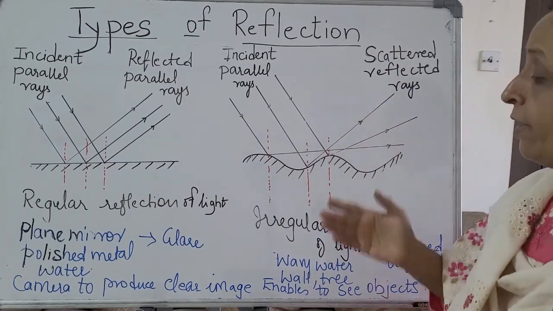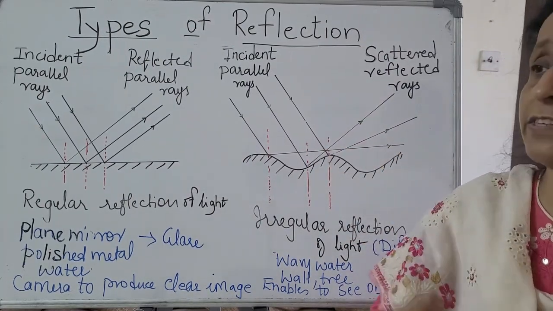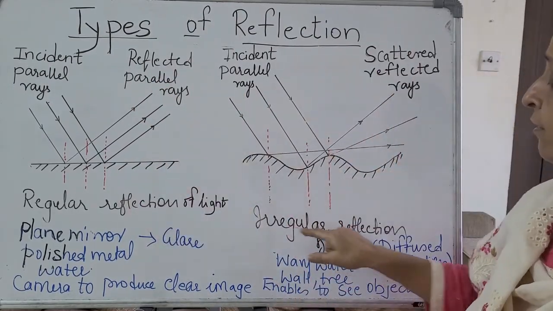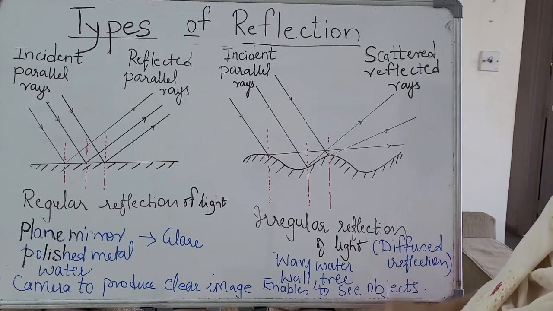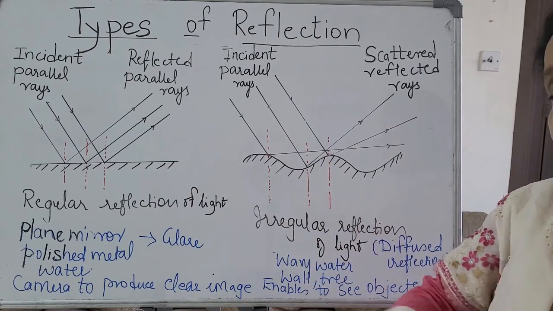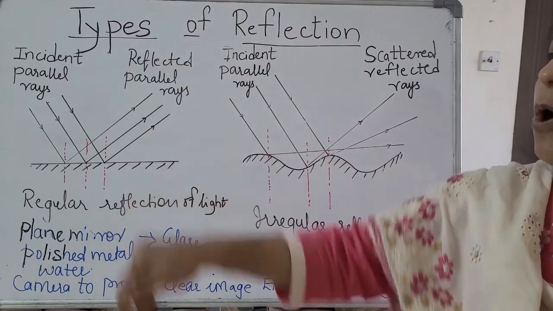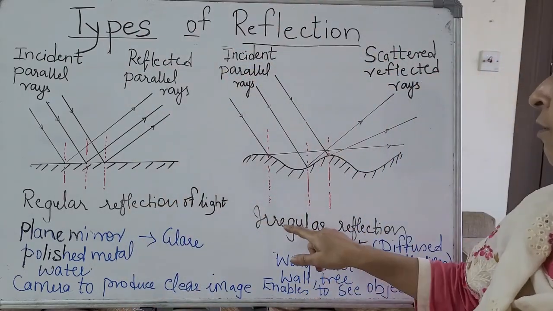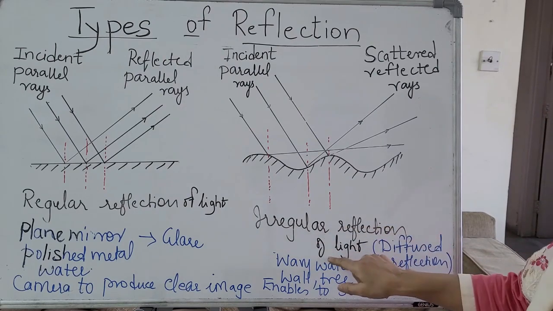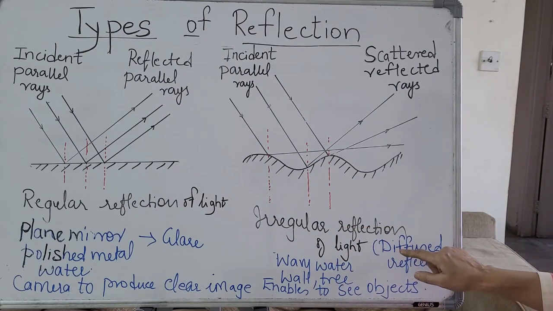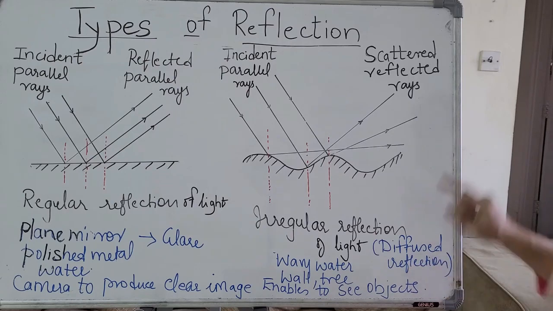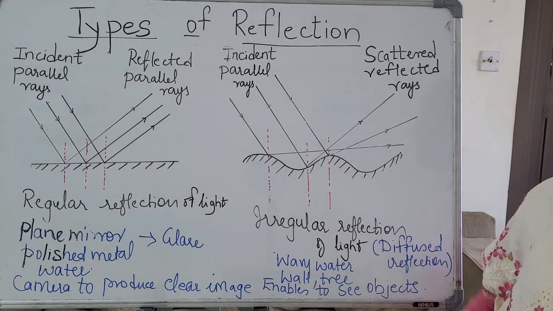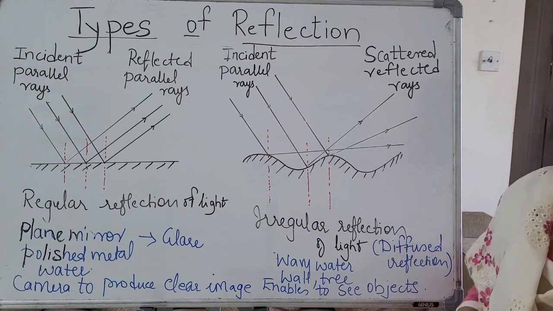So where does irregular reflection happen? In the room there is diffuse light. You can see objects because there is irregular reflection of light. So here you can see water, walls, trees, everywhere you can see only because of irregular reflection of light. That is also known as diffused reflection. So wavy water, wall, tree, it enables us to see the objects.